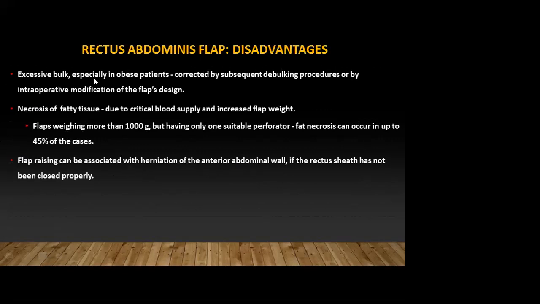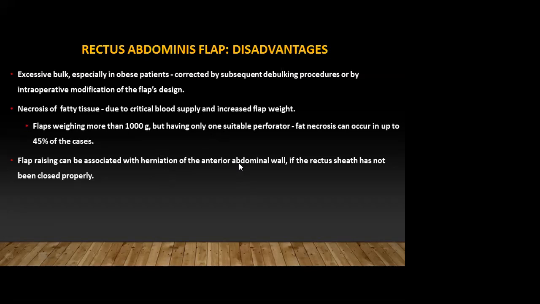The disadvantages of the rectus abdominis flap: it is an excessively bulky flap, especially in obese patients, and this can be corrected by subsequent debulking procedures or by intraoperative modification of the flap's design. The other problem is necrosis of the fatty tissue, because this flap is quite thick. Because of the critical blood supply and increased flap weight, the fatty tissue can go for necrosis.